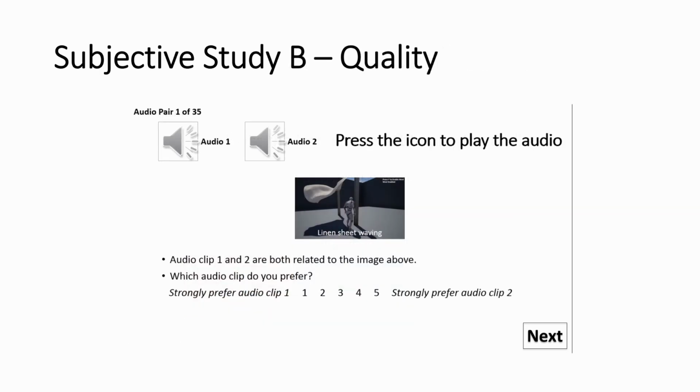In Study B, we evaluate the quality of the synthesized sound compared to the recorded one, where we play 2 clips side by side in random order, such as this. And participants are asked to rate which audio clip they prefer.